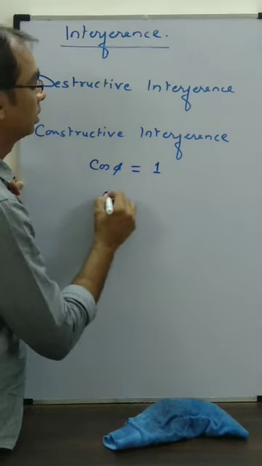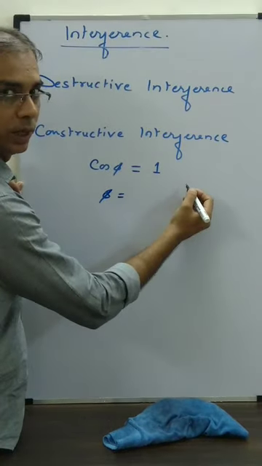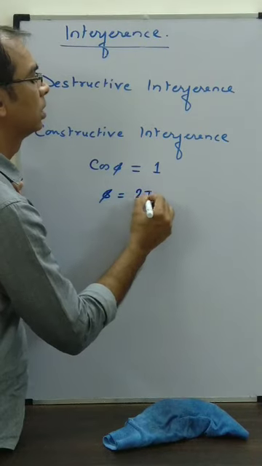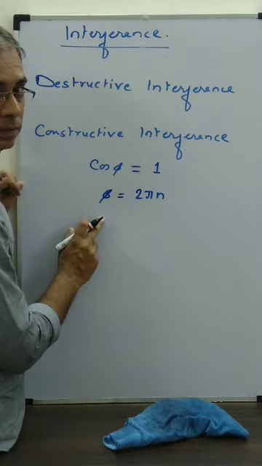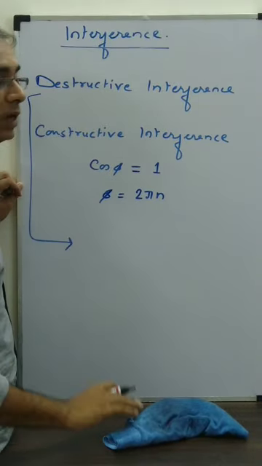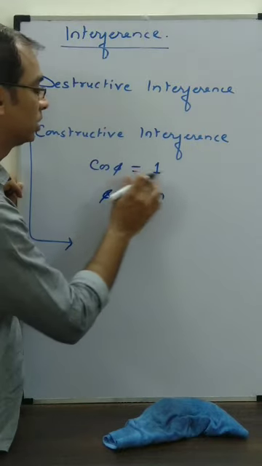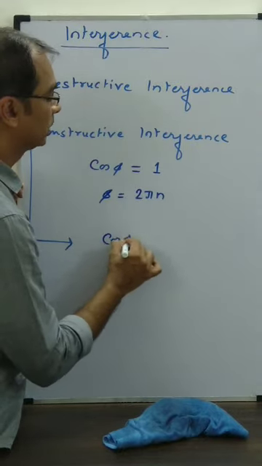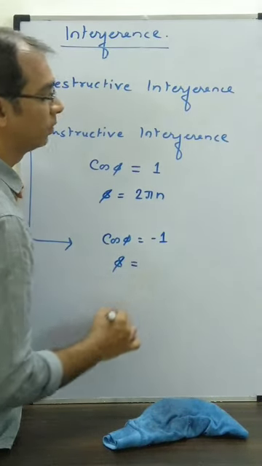Maximum intensity or maximum amplitude basically depends on the cos phi value. When cos phi is maximum, what is its value? It is 1. That means phi should be 0, 2 pi, 4 pi, 6 pi, or I should say 2 pi n for constructive interference. For destructive interference on the other side, that means minimum value of intensity and amplitude, cos phi value should be minus 1. Then phi value should be pi.